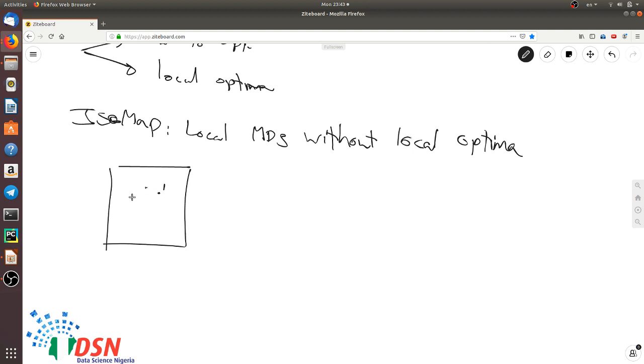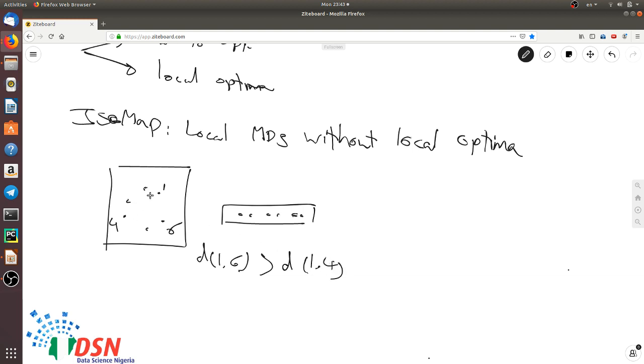let's say this is point 1, this is 6, this is 4, and in the new space we want to have something like this. The distance between 1 and 6 we want to be greater than the distance between 1 and 4. Because we think that on the manifold these are closer together than these are, maybe in the Euclidean distance this is not true, but we want in this space, on this manifold, it is true.